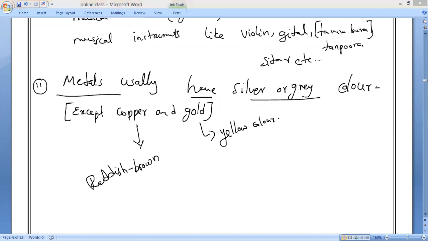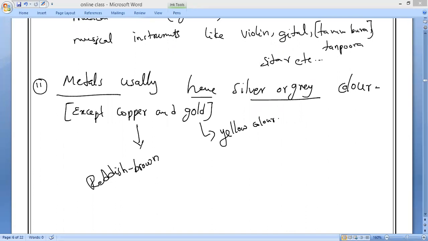So the remaining metals you can take. Most of the metals will be in gray color or silver color only. That is what you have to remember. Understand, everyone? So this is all the 11 properties of metals. Everybody, hope all should understand.